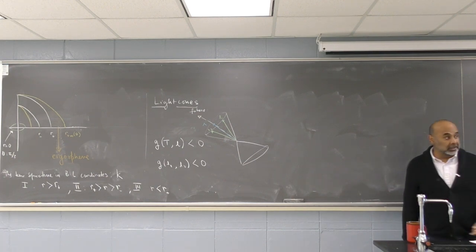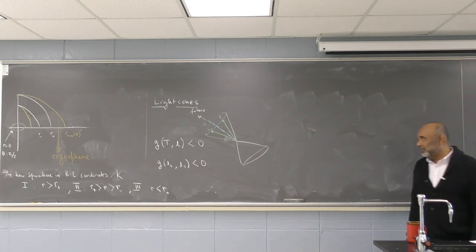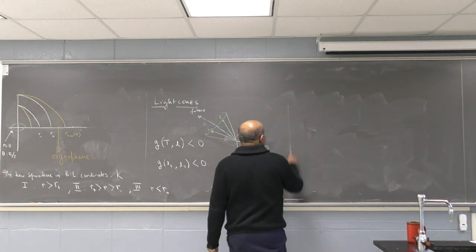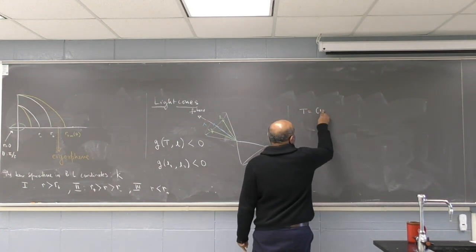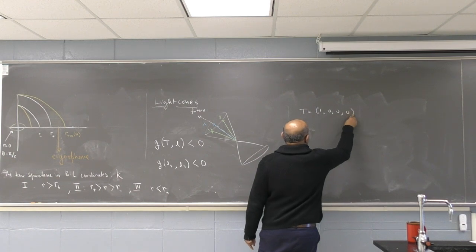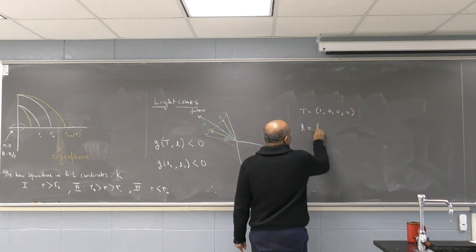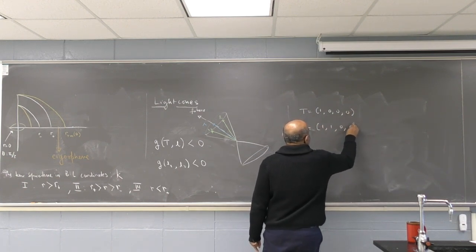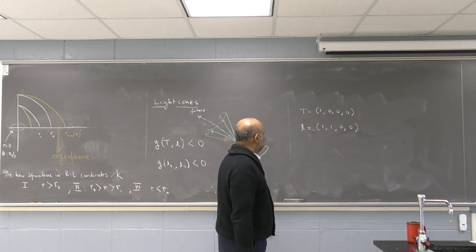This is not hard to see, but let me give you a simple example. Look at special relativity, where T is (1, 0, 0, 0), and L is (1, 1, 0, 0). Yeah? So what is T dot L?